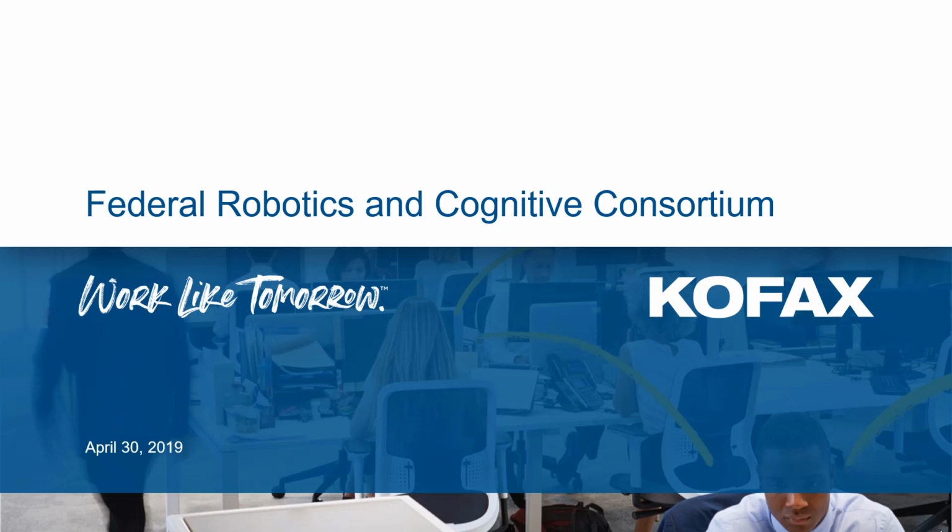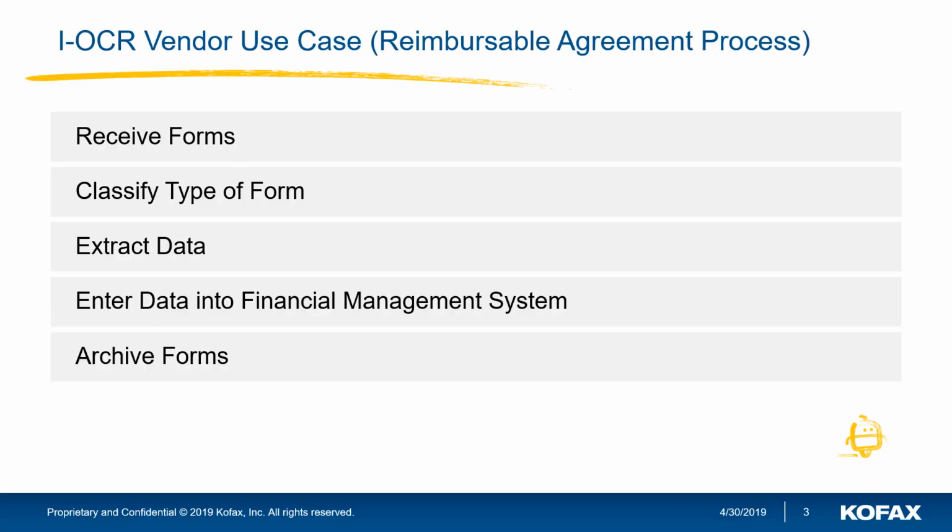Hello, and welcome to the Federal Robotics and Cognitive Consortium Kofax edition for IOCR, Intelligent OCR, or as Kofax refers to it, Intelligent Automation. The use case being shown today is a reimbursable agreement process where an analyst must first receive forms, and there are different types of forms.